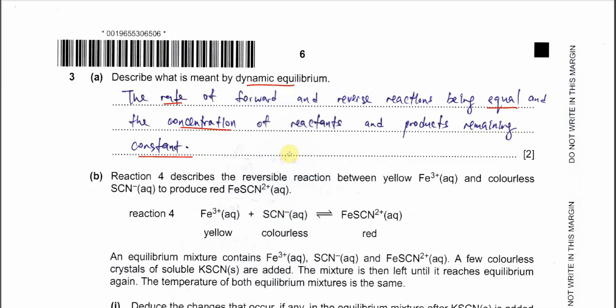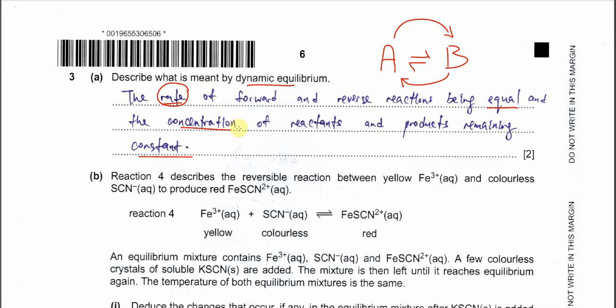So equal means, let's say we have an equilibrium A forms B. So we have a forward reaction and a backward reaction. The rates of the forward and reverse reactions mean the number of moles that form over time for the reactants and the products, forward and backward, are the same.